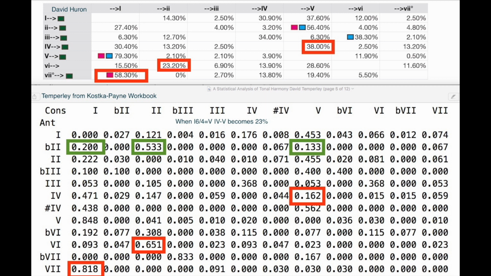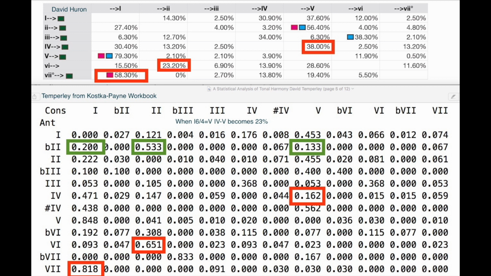4 going to 5 is much less prevalent in the Temperley. This is a bit of a surprise, since this is a standard functional progression. Temperley's most prevalent progression for 4 is 4 to 1 at 47%. This is a little puzzling, but again probably reflects the fact that music theory books contain short, incomplete examples.